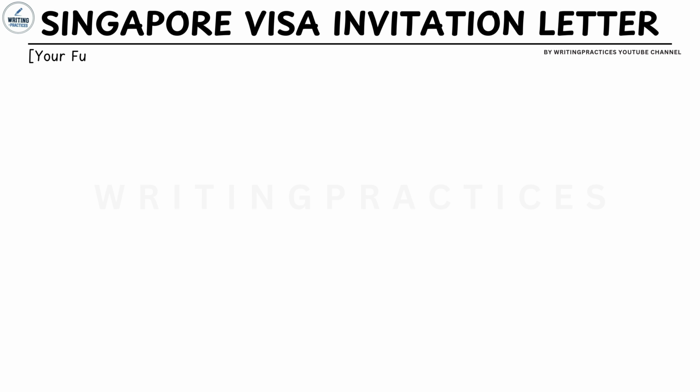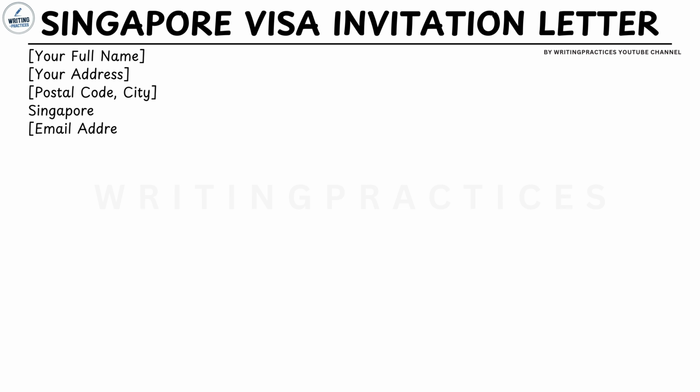Sender's information. The first section of the letter includes your personal details. Write your full name, complete address, postal code, city, email address, and phone number. This information ensures that the visa officer can verify your identity and reach out if needed. For example, Emma Tan, 123 Orchard Road, 238456, Singapore. emma.tan@email.com, +65 912 34 567. Make sure all the information is accurate and current. This establishes your credibility as the host and provides a clear starting point for the letter.